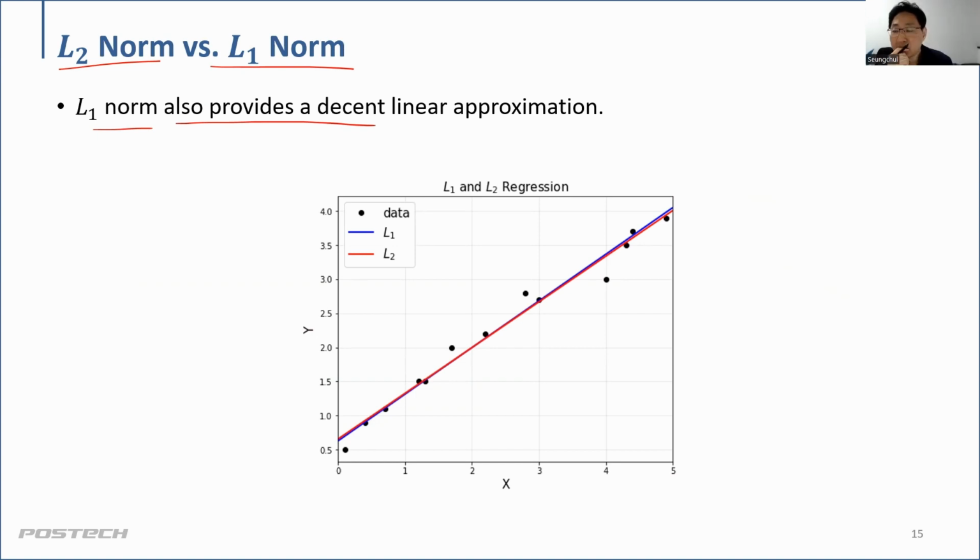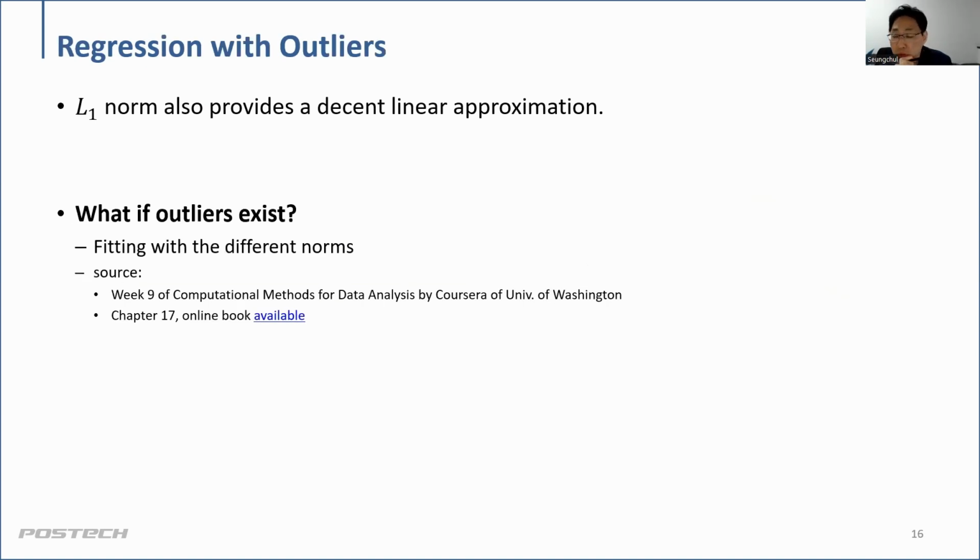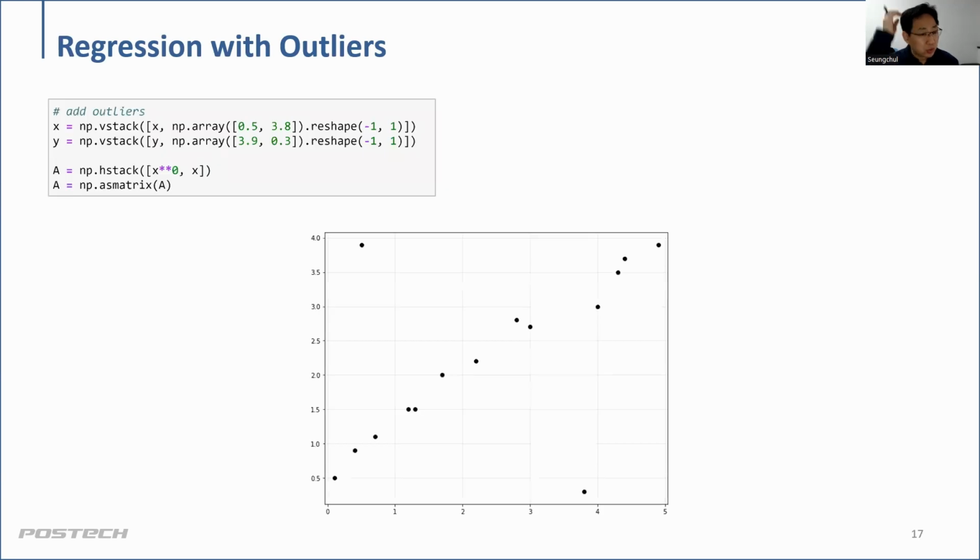Right, that's the first lesson that I want you guys to keep in mind. Then let's move on to another kind of experiment. What if an outlier exists? What is an outlier? What's the definition of outliers? And let me show you.